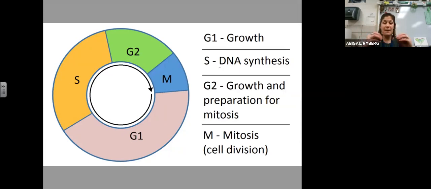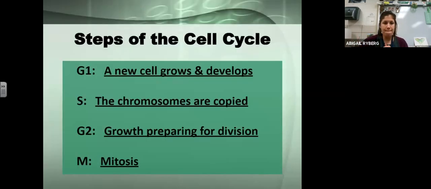Now there's a lot that happens in just one cell dividing into 2. So we'll spend a whole day of notes on just that one phase, just the M phase. And then the cycle starts over again.